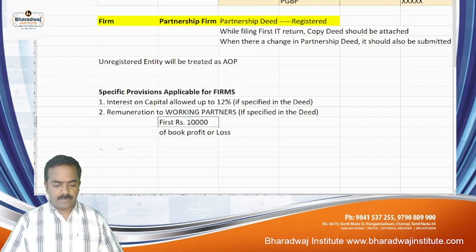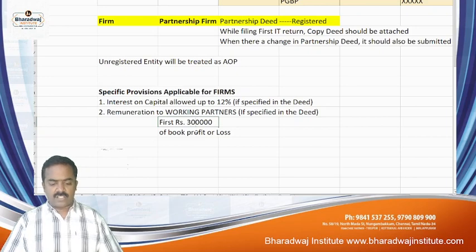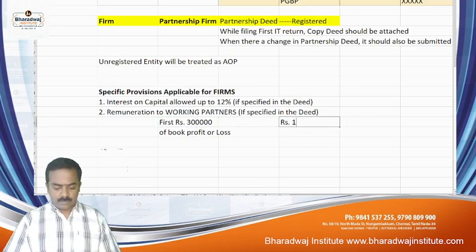First rupees 3 lakhs of book profit. First rupees 3 lakhs of book profit or what? Loss. You can pay rupees 1,50,000 or 90%, whichever is higher.